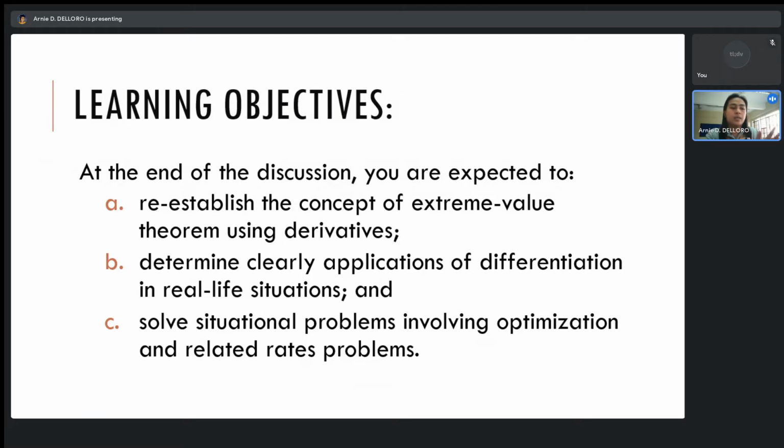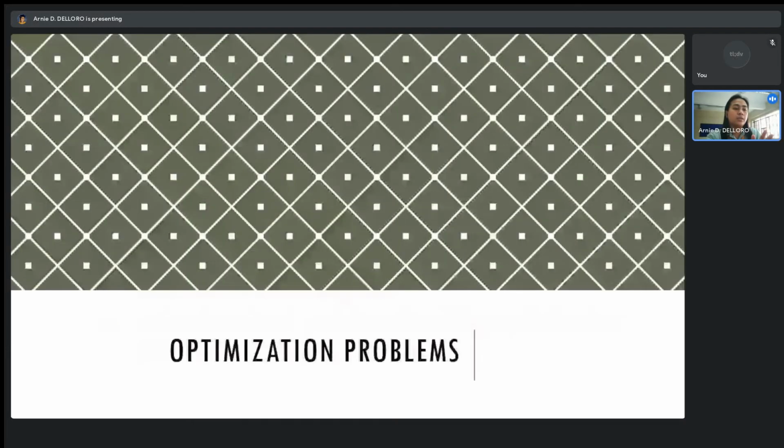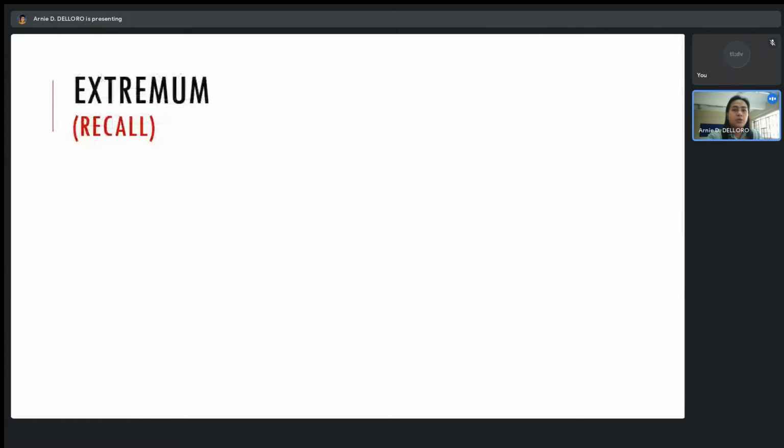Pero hindi na natin i-discuss yung related rates. So we'll focus on optimization. Okay? So ano ba yung mga optimization problems natin? Before we proceed with these problems about optimization, let us first recall the definition of extremum.